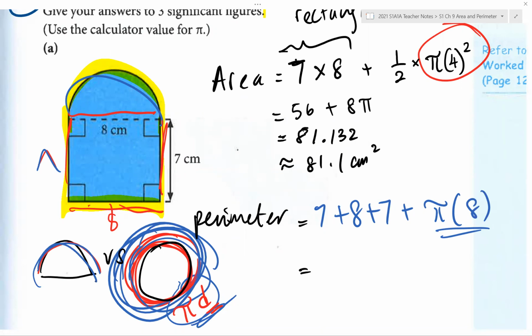Divide by what? The whole thing divided by the whole thing. Divide by half, or times half, or divide by 2? Divide by 2, very good. Divide by 2. Okay, calculator.